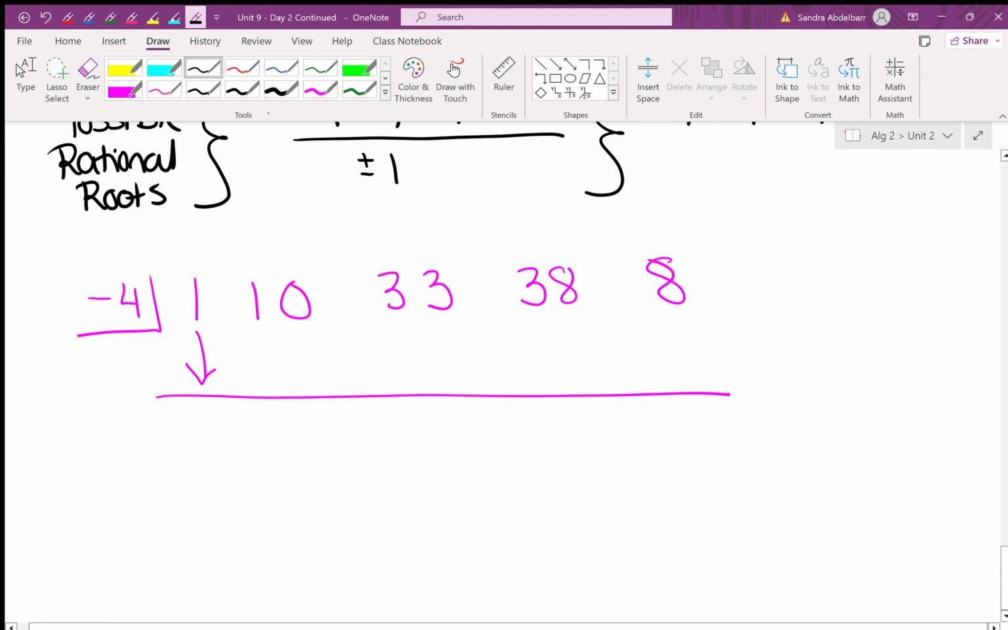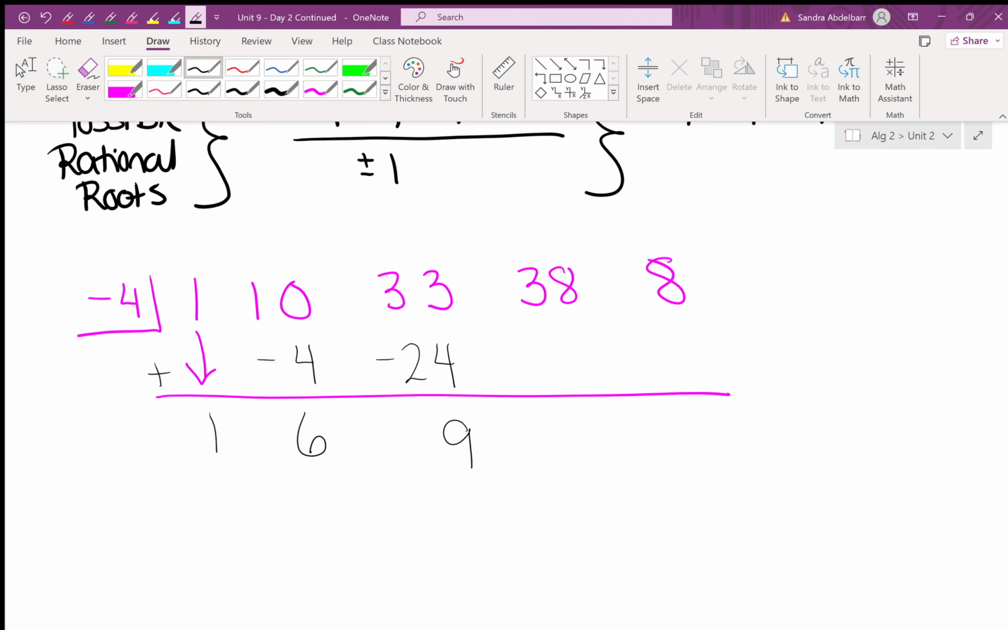Bring down the 1. 1 times -4 is -4. 10 plus a -4 is a 6. 6 times -4 is a -24. 33 minus 24 is 9. 9 times -4 is -36. 38 minus 36 is 2. 2 times -4 is -8. 8 plus a -8 is 0.